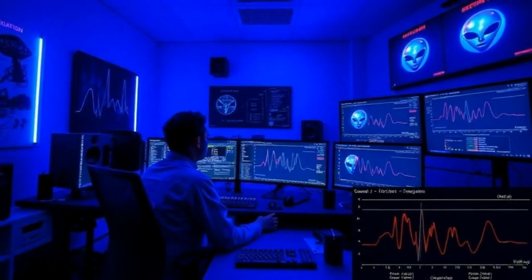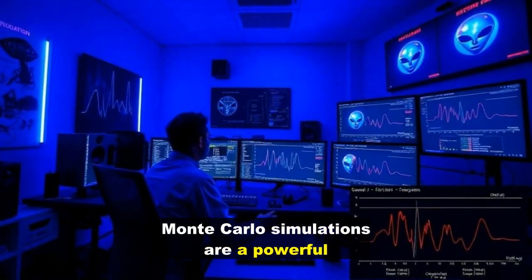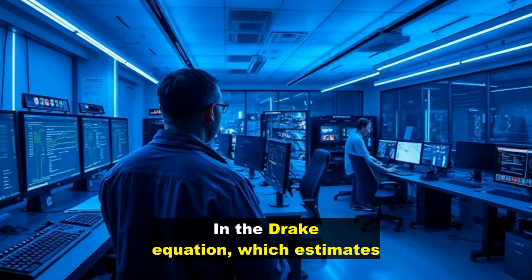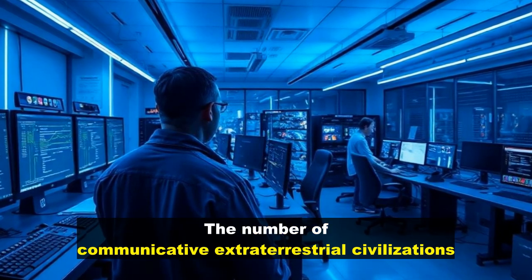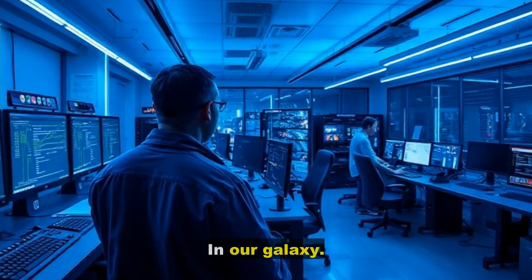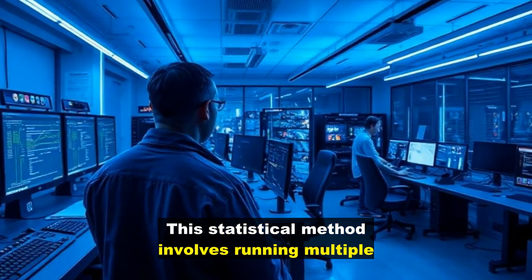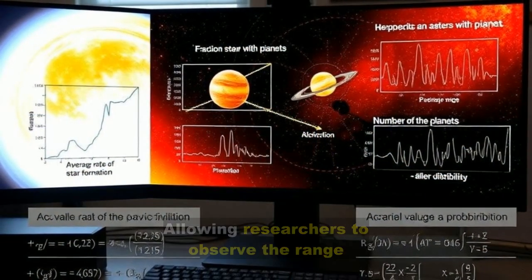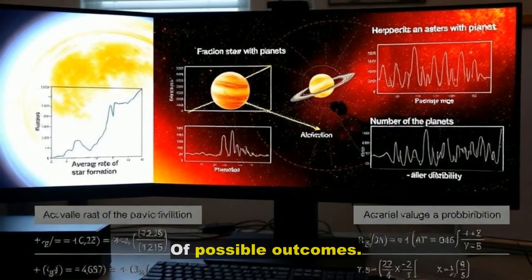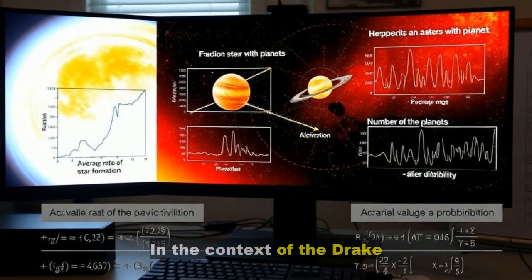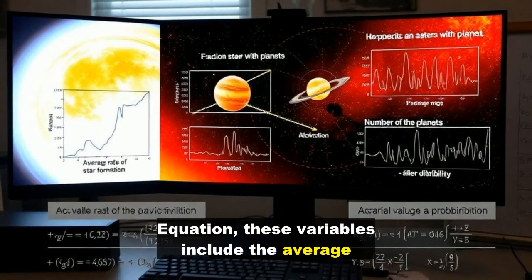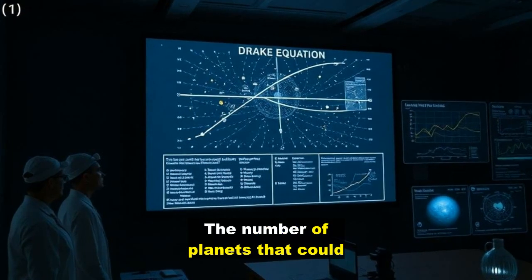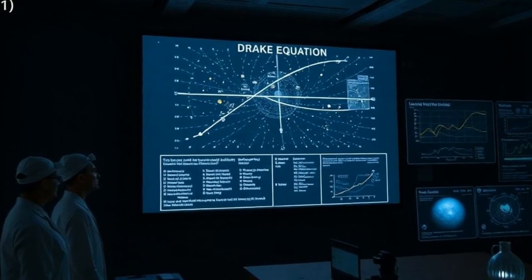Monte Carlo simulations. Monte Carlo simulations are a powerful tool used to explore the vast uncertainties embedded in the Drake equation, which estimates the number of communicative extraterrestrial civilizations in our galaxy. This statistical method involves running multiple simulations with different sets of input variables, allowing researchers to observe the range of possible outcomes. In the context of the Drake equation, these variables include the average rate of star formation, the fraction of stars with planets, the number of planets that could potentially support life, and so on.